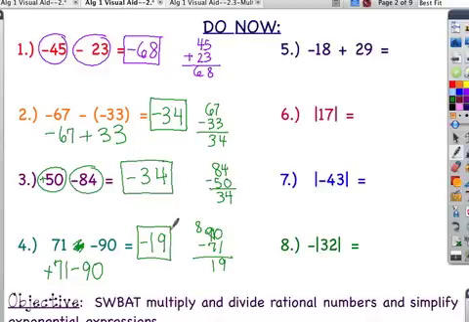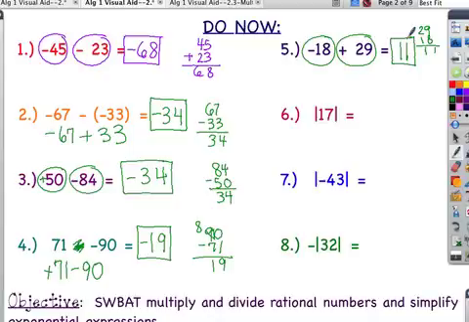Number 5, negative 18 plus 29. I have a negative number and a positive number. Different signs, so I subtract, and I take the sign of the higher number, which this time is positive.